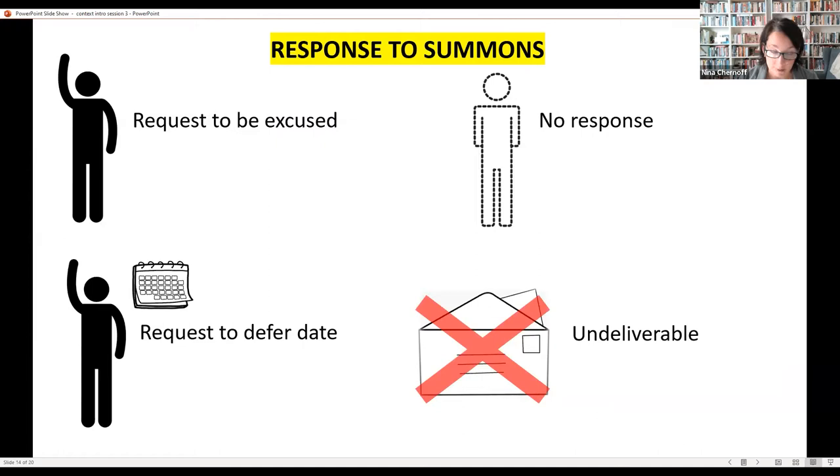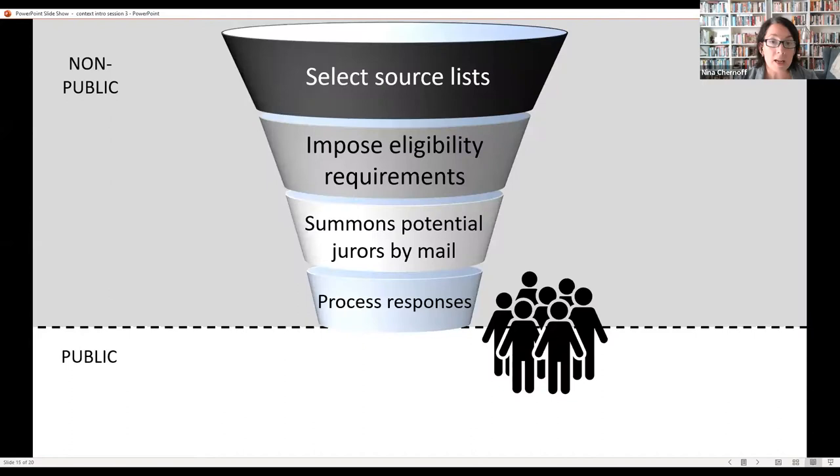And as the Tuesday speakers pointed out, the undeliverables and the non-responses are both responsible for introducing a great deal of disparity, and they're factors over which courts can exercise some control. For example, by making different policy decisions like updating the addresses on the source list more often. These non-public or invisible stages of jury selection produce a group of people who arrive at the courthouse on a given day, ready to go through the voir dire process.